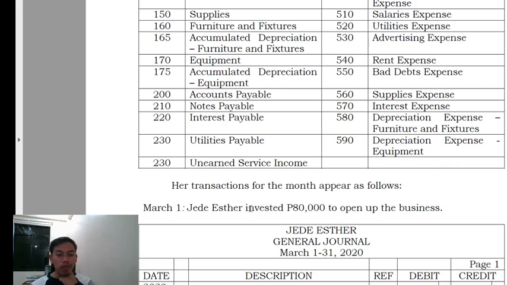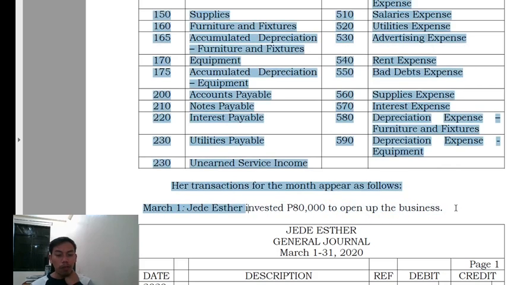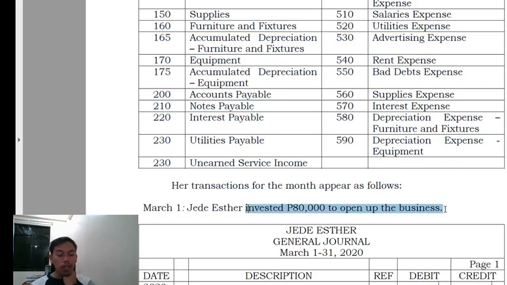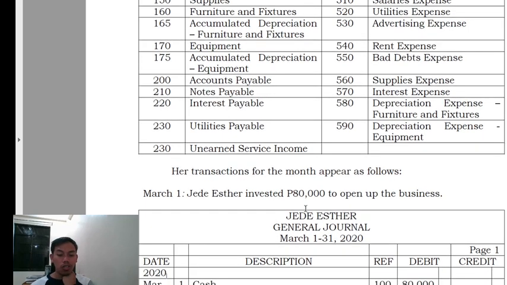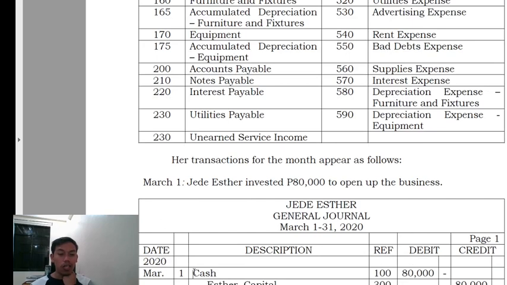Jed Esther invested 80,000 to open for business. Anong accounting element ang naapektuhan? We have assets and at the same time capital account. Anong nangyari sa asset? Nadagdagan. If madadagdagan ang asset, is it debit or credit? Debit. Therefore, nadagdagan, anong account title ang gagamitin natin? Debit to cash. So, nag-debit siya ng cash.